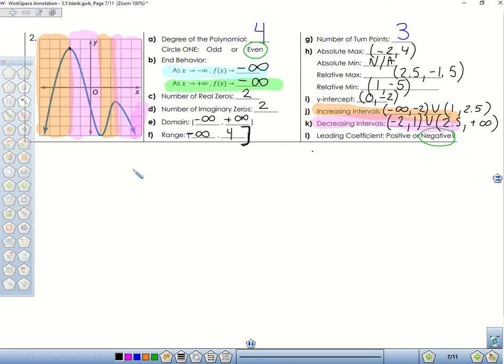Yes? What is the two imaginary zeros? So imaginary zeros come from the degree of the polynomial minus the number of real zeros.